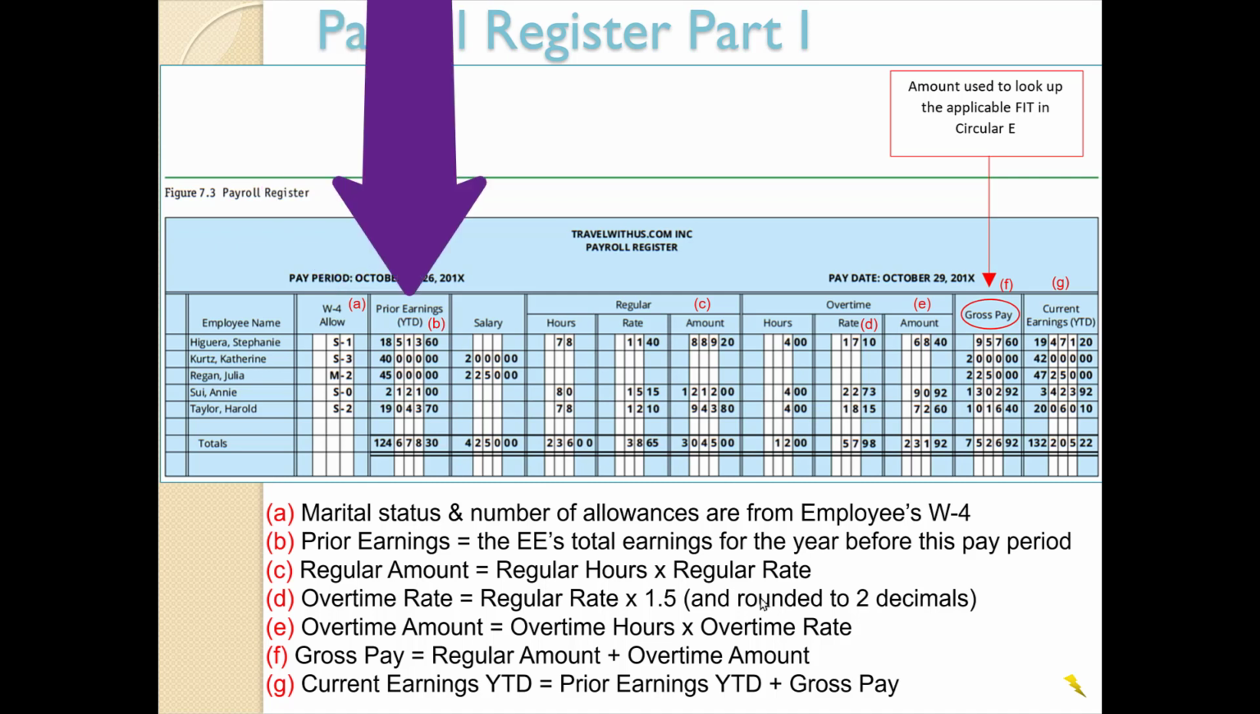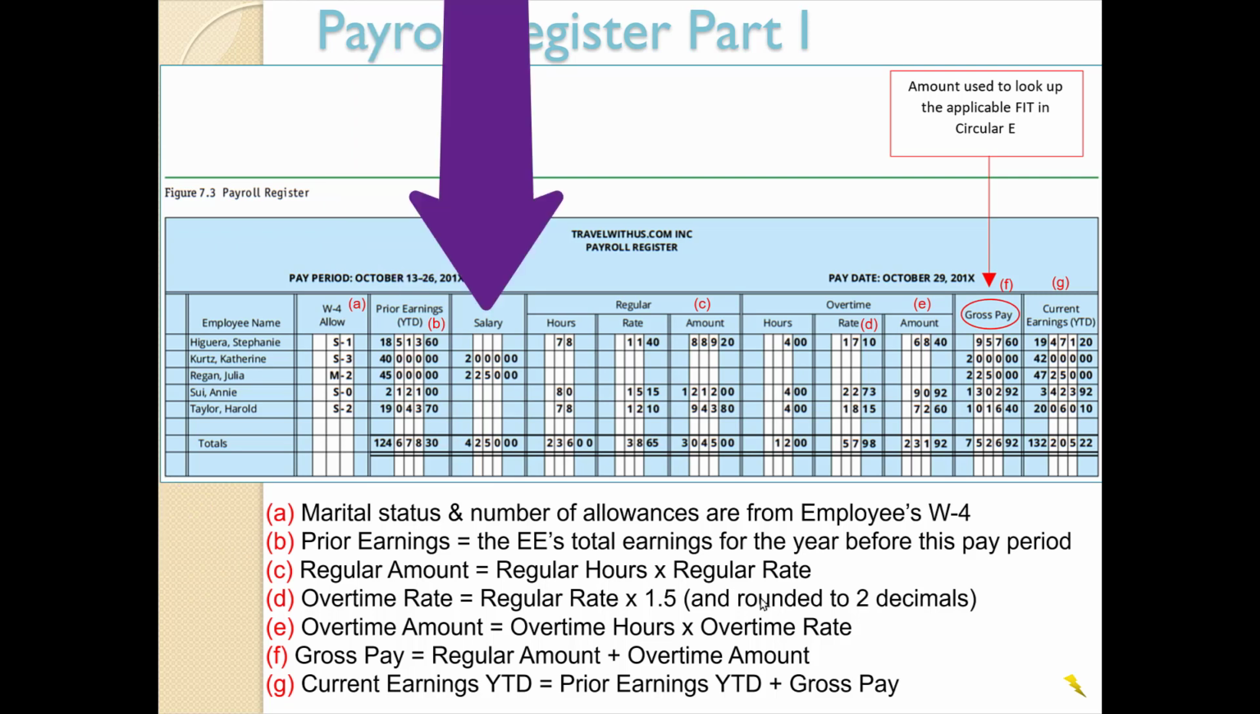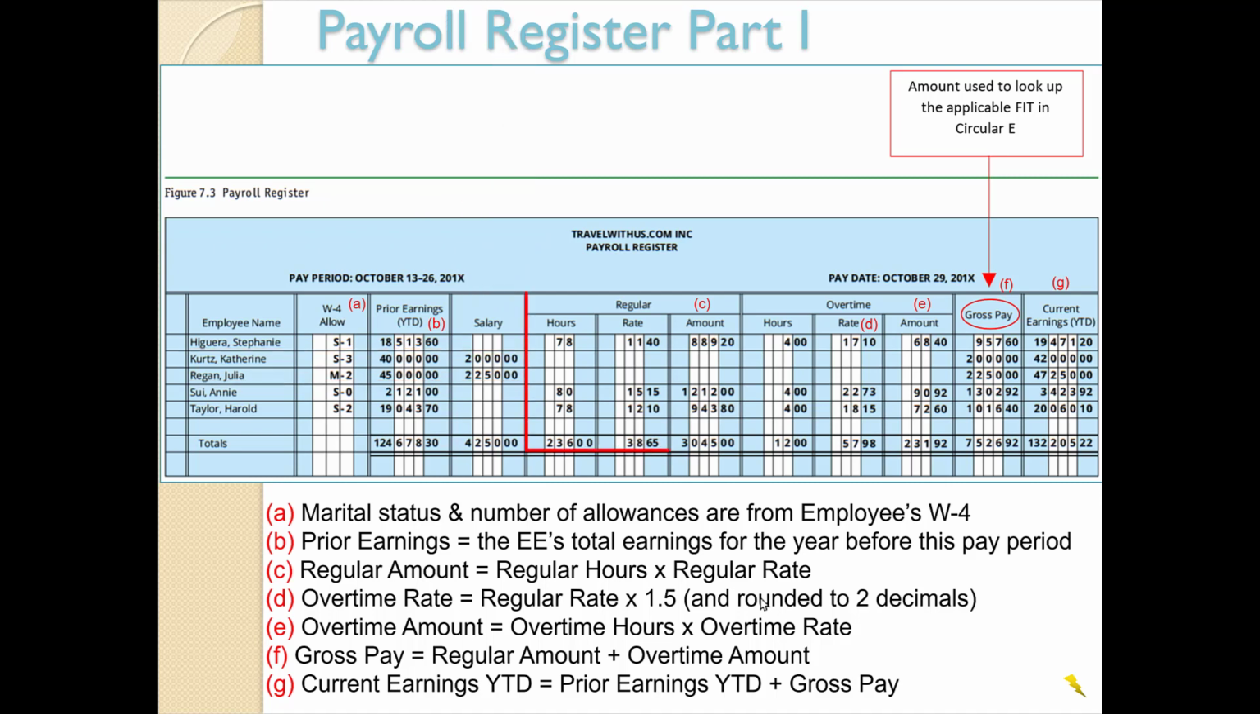The next column, we've got prior earnings year to date. This means the employee's total earnings for the year before this pay period. Next, we have our column for salaried employees. Looks like we have only 2 employees that are salaried, Catherine and Julia. And then the next set of columns is the regular pay. In other words, the hourly employees' pay for the first 40 hours per pay period. Since this pay period is 2 weeks long, the maximum number of hours for regular pay would be 80.